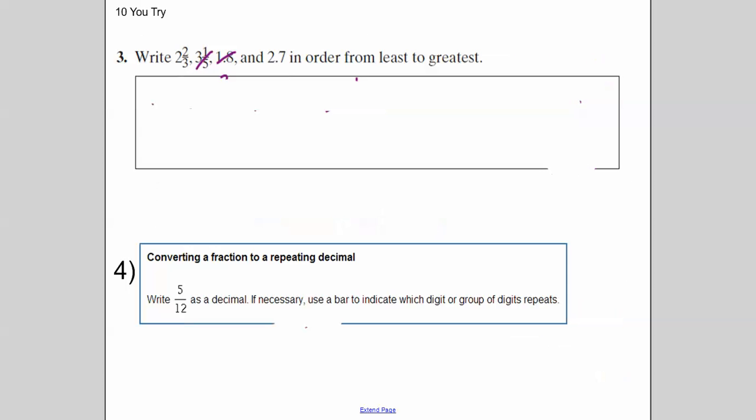Okay, now you are going to do these two problems by yourself. Hit pause and I'll be back with the correct answers to check how we did.